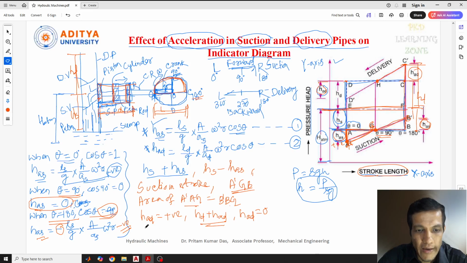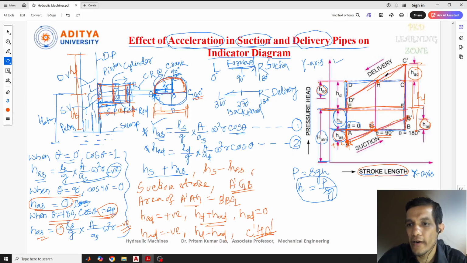Once the delivery is complete, at the end of the delivery stroke, HAD will be negative. How can we identify this? Let us take this value and consider it again, and we get the same value here. So HAD will be negative at this point, at the end of the delivery stroke. Due to that, we can write HD minus HAD, which is also above the atmospheric pressure head. So what is the delivery stroke doing here? If you see C dash HD dash, this is the line C dash HD dash. This is the line for the delivery stroke.